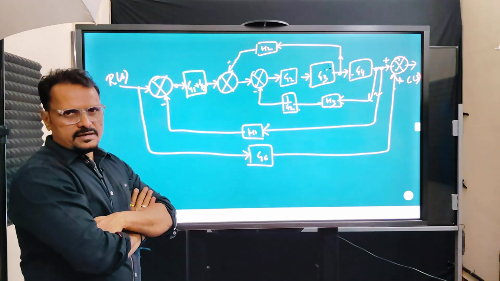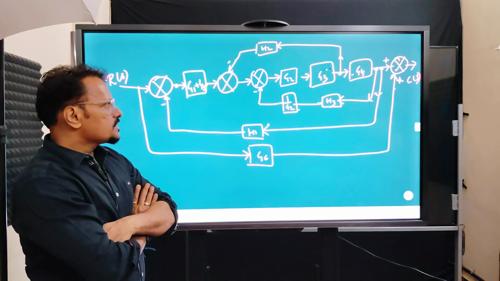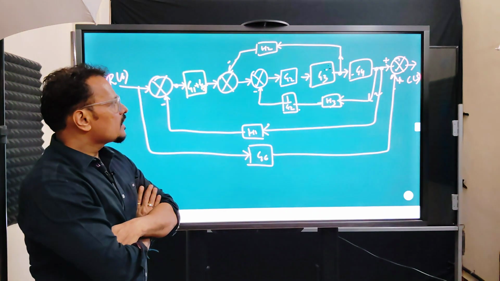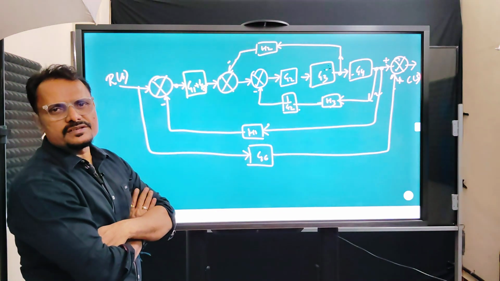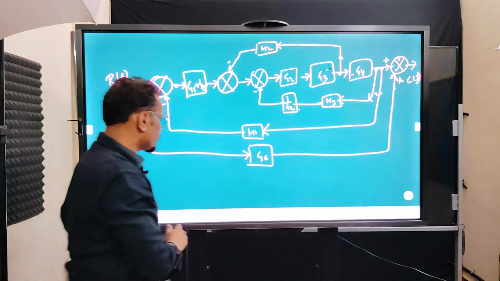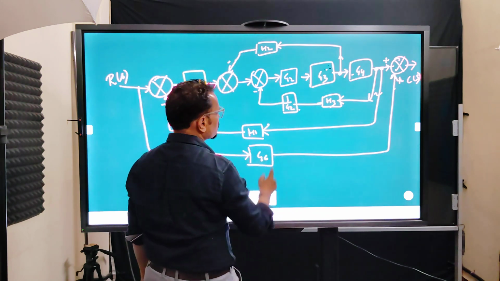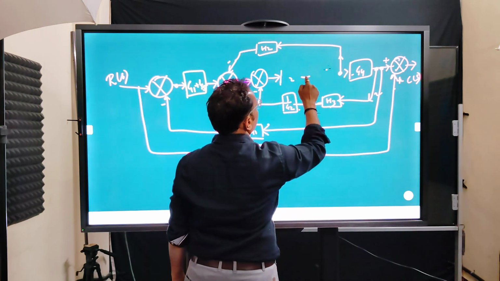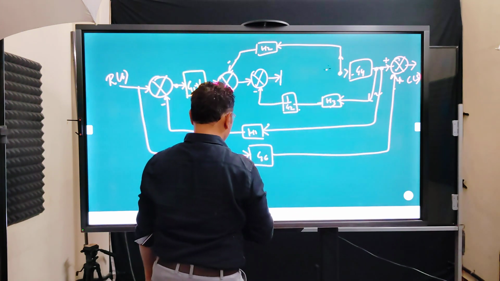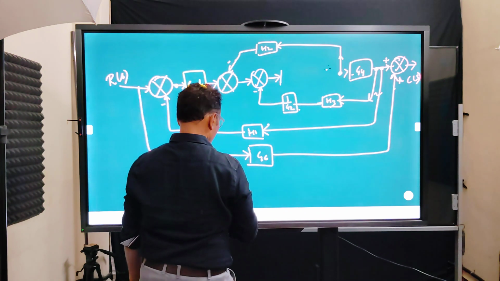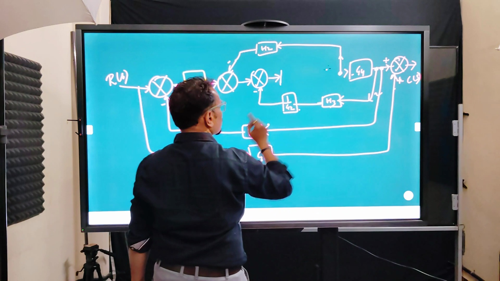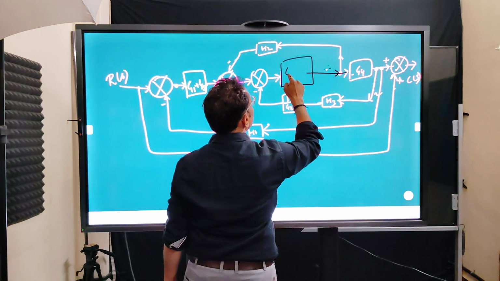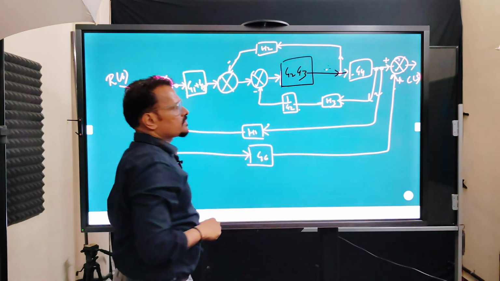Now you can see that G2 and G3 are in series, and here H3 and 1 by G2 are in series. So I can replace these two blocks with one block, and my new block will be like this. Here this block will be G2 and G3, the multiplication of that.